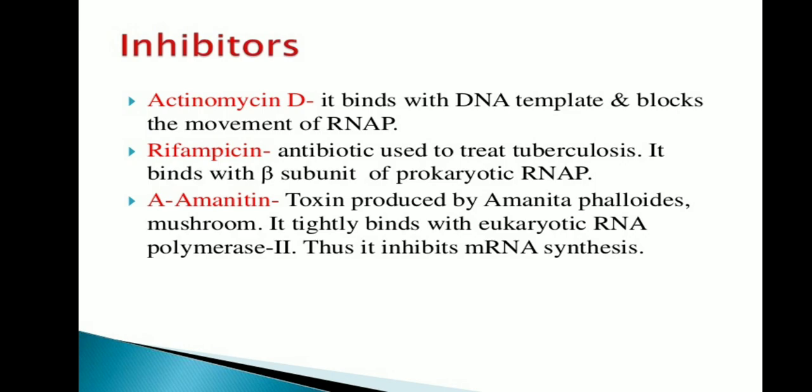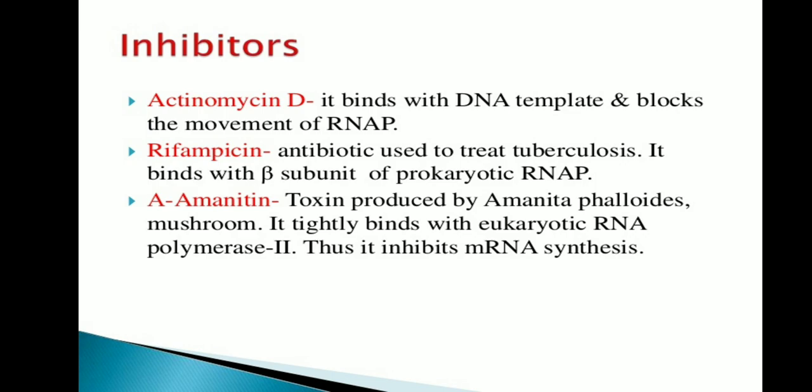What are the inhibitors of transcription? The antibiotic actinomycin D binds with the DNA template and blocks the movement of RNA polymerase. Then rifampicin, this antibiotic used to treat tuberculosis, that is TB, binds with the beta subunit of prokaryotic RNA polymerase.